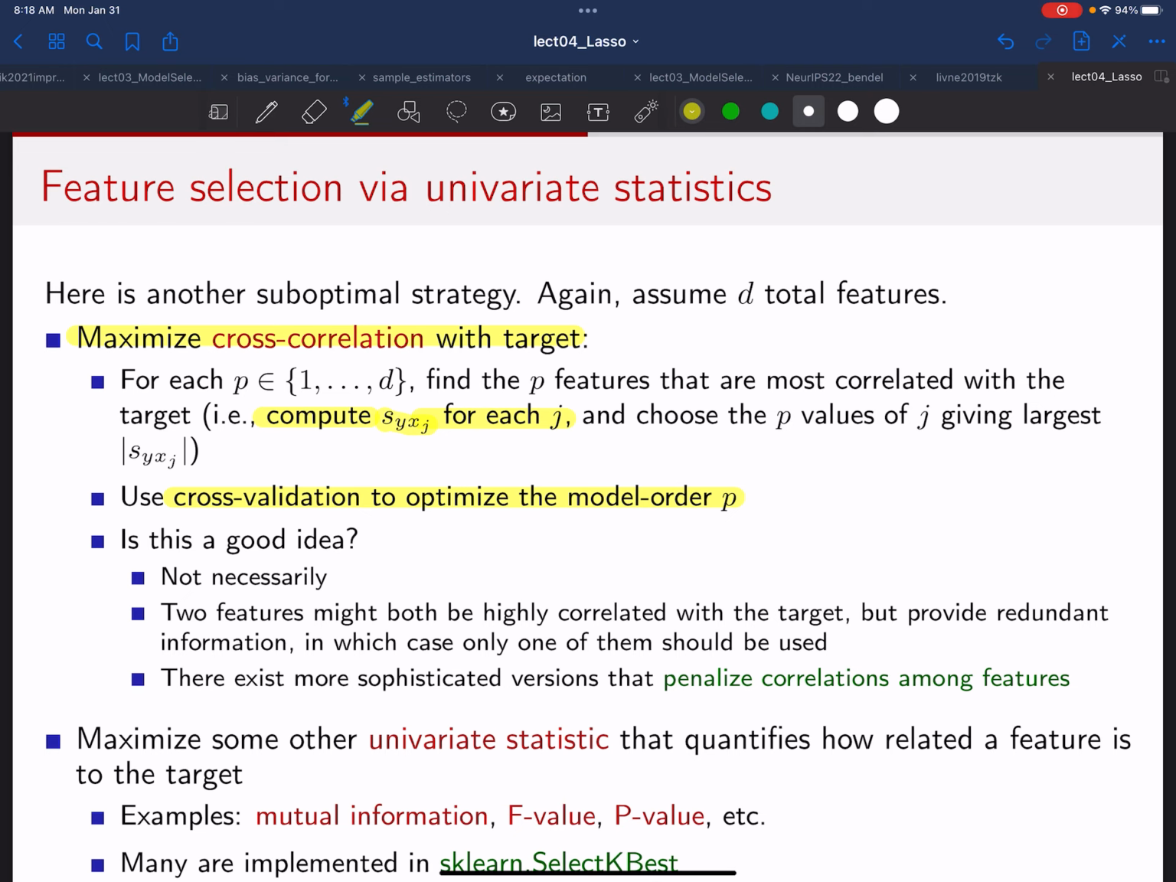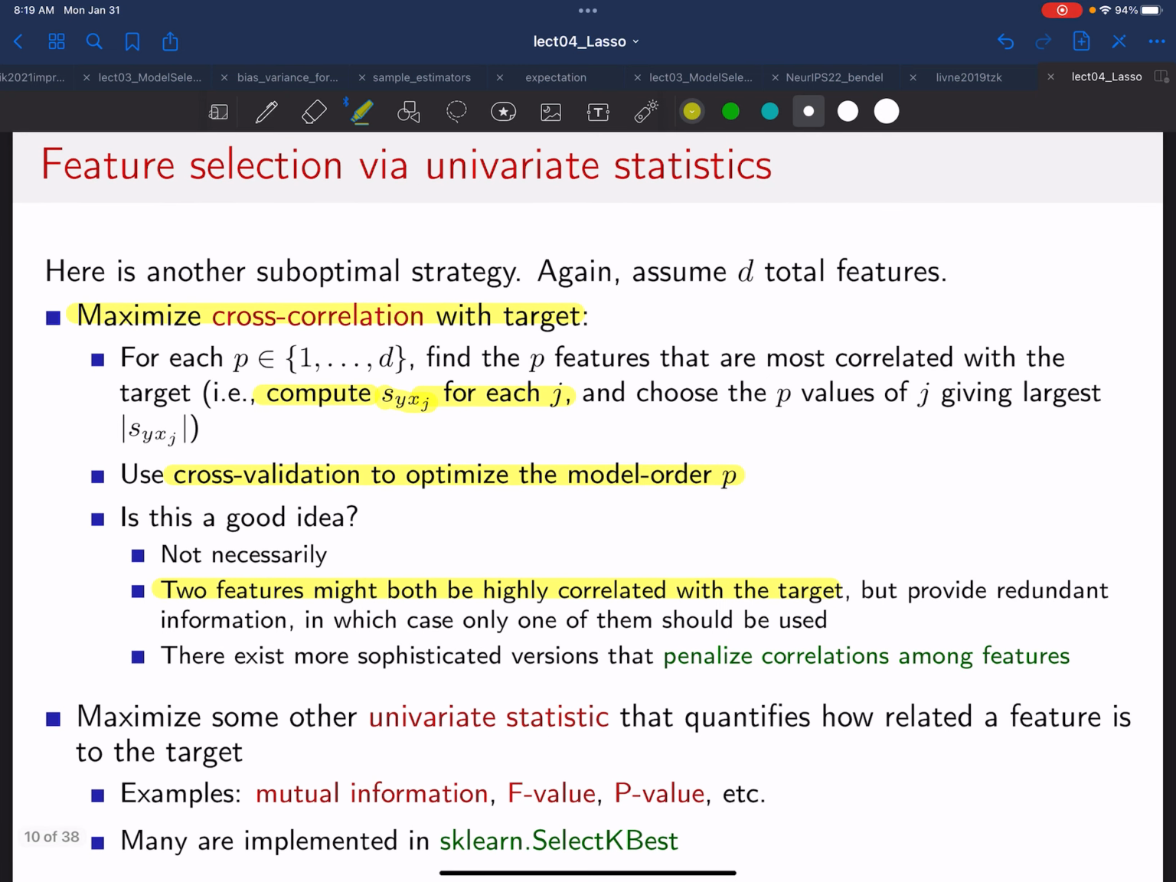So again, this is not going to be an optimal approach. And the reason why is that you could have two features that are both highly correlated with the target, but are almost the same, right? Maybe two of the features are identical, so they would have equal correlation. But if you think about it, you would definitely not want to use both of them because they're totally redundant. You just want to use one. So it's not enough to consider something like cross-correlation with the target. And there are more sophisticated versions of this where they also add some penalty with the correlations among the features and so on. But in practice, I find that these don't work very well. They're definitely suboptimal.